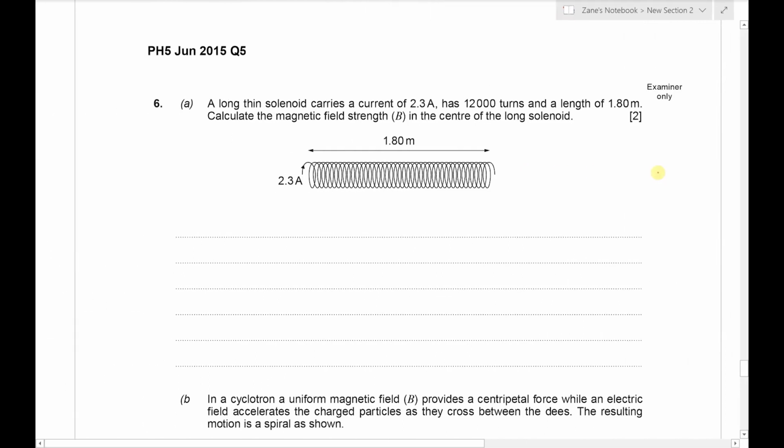Welcome to another WJEC A level physics question. This is question 5 from June 2015's Unit 5, and it's a magnetic fields particle accelerator type question, which nowadays is found in Unit 4.